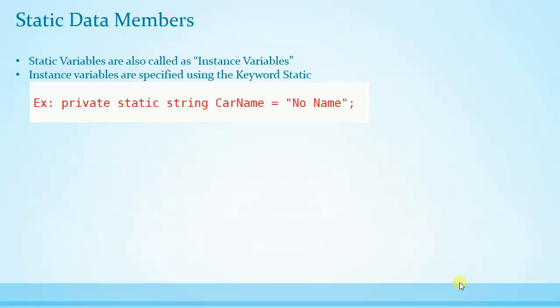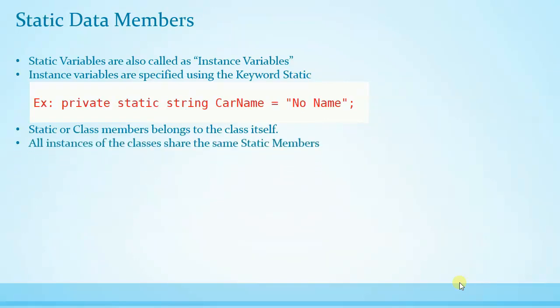That means all instances of the class will share this same location. This member actually belongs to the class itself. That means it doesn't belong to, or isn't specific to, a particular instance of your class. Since it does not belong to a particular instance of a class, all instances share this same location.